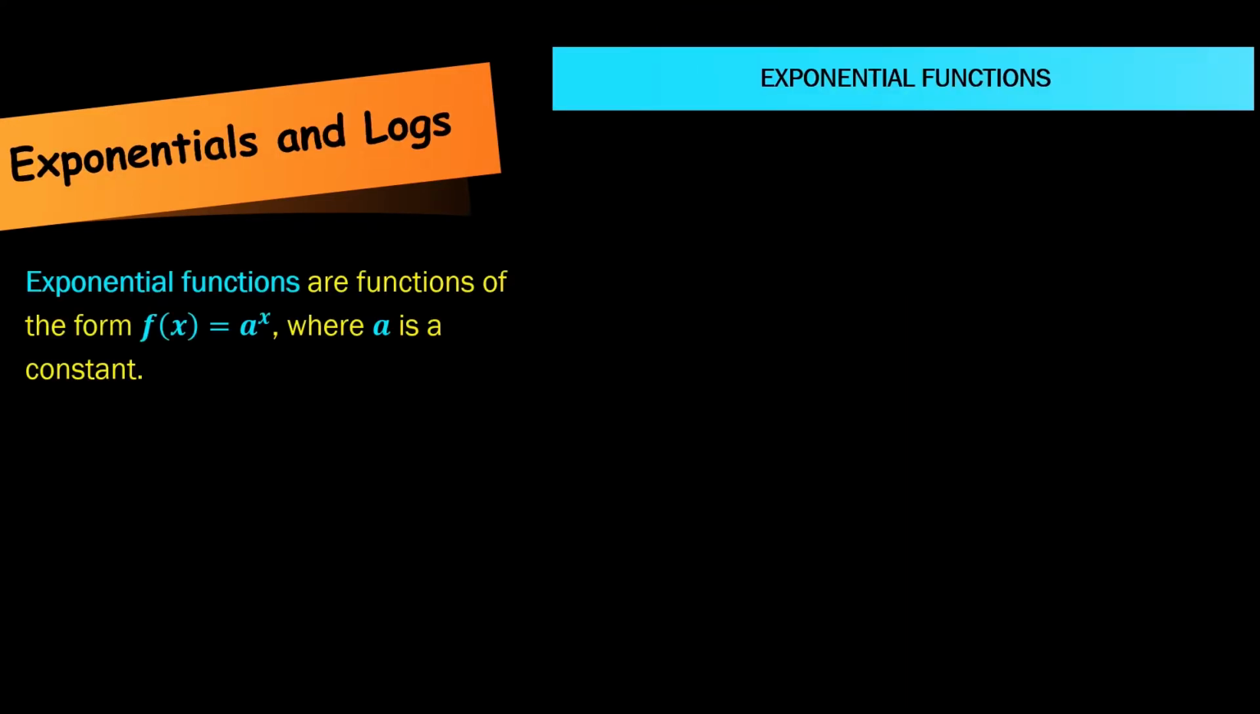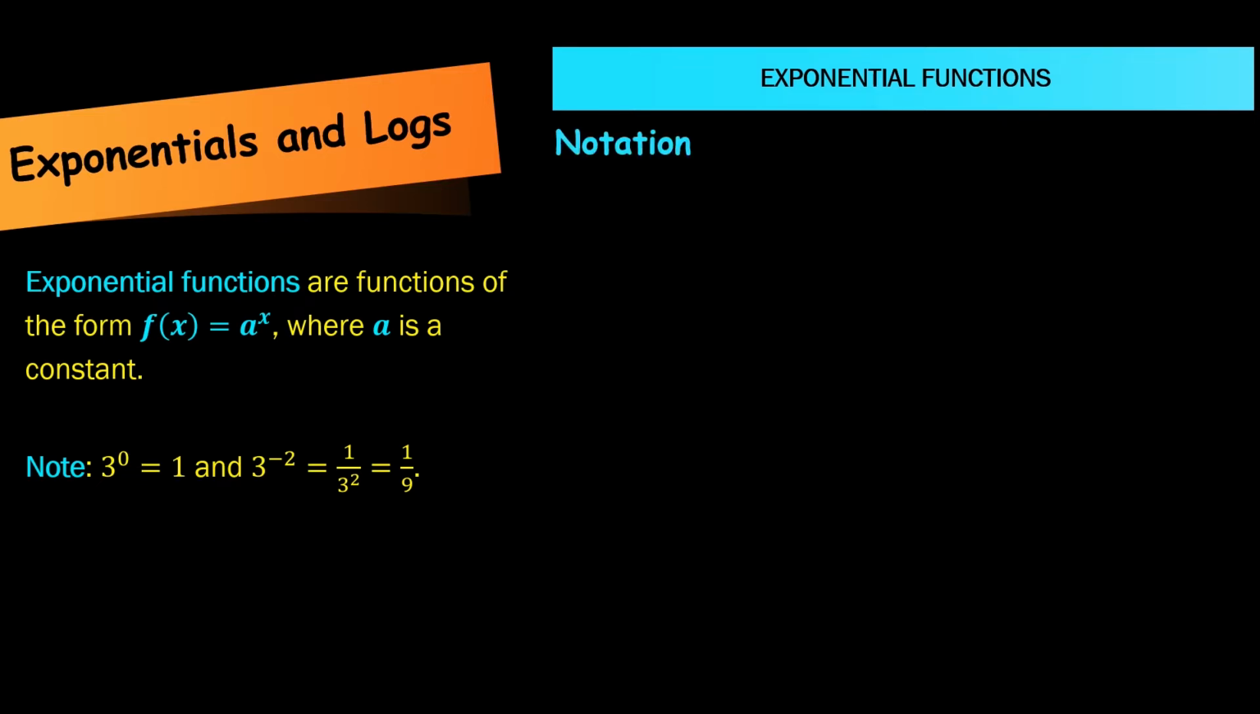Exponential functions are functions of the form f of x equals a to the power x, where a is a constant. Note that 3 to the power 0 equals 1, and, for example, 3 to the minus 2 equals 1 over 3 squared, which of course equals 1 over 9.